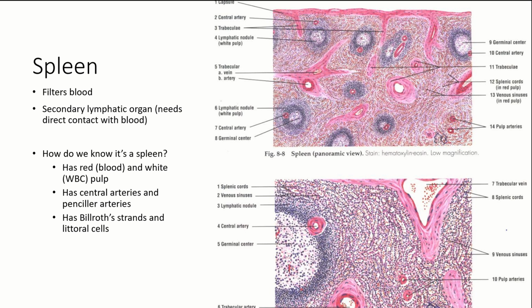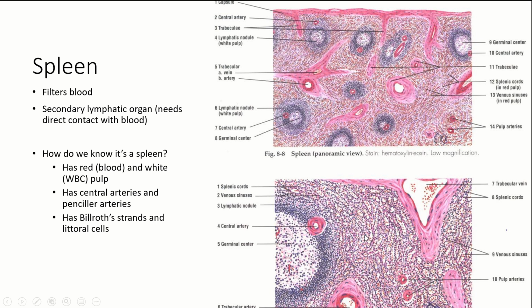Okay, and so it is a secondary lymphatic organ, and remember that means it does need direct contact with blood. It does need those antigens to go through the spleen in order for it to perform its function. So how we're going to identify the spleen is it has what's called red pulp and white pulp. Here you can see the diagrammatic view, and these circular looking things are going to be the white pulp, and everything around it is going to be the red pulp.